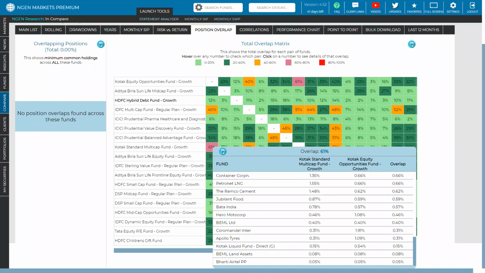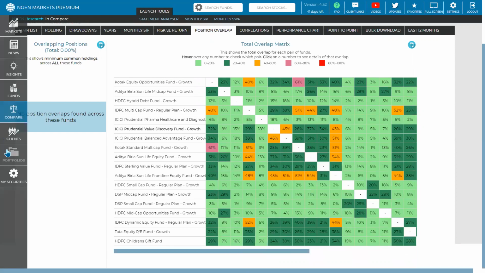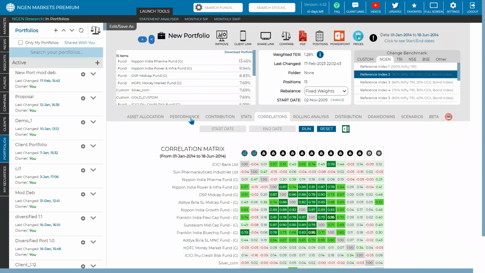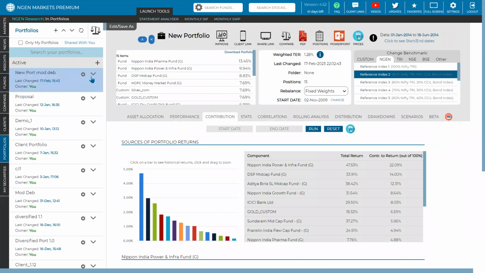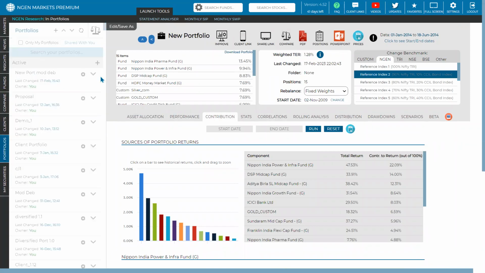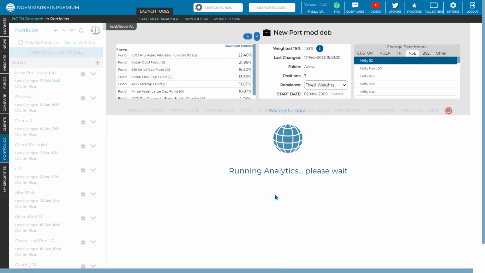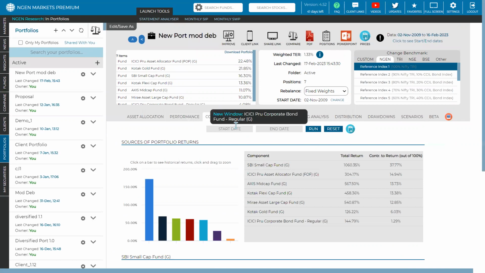Well, can you explain the total return column once again? Sure, sir. One second, I'm just loading another portfolio. So the total return for the contribution, right, sir? Yeah. What you can see here is the total absolute return for any particular fund which is added in our portfolio.